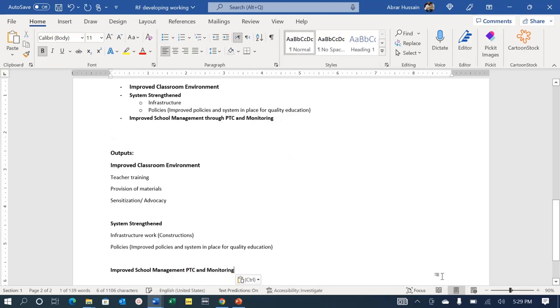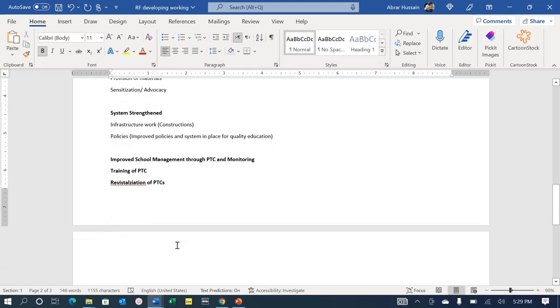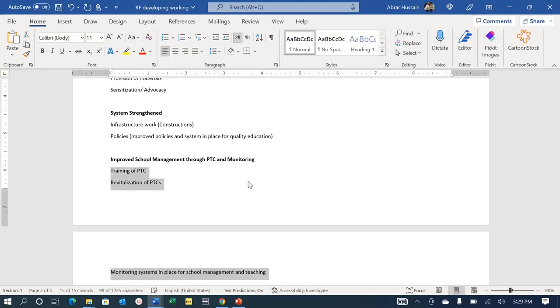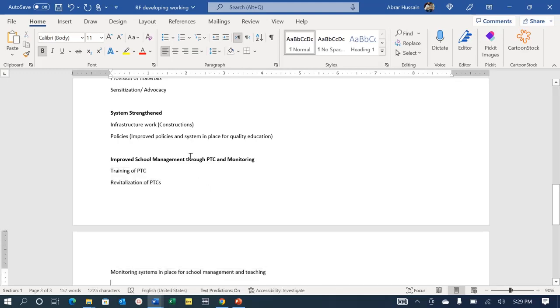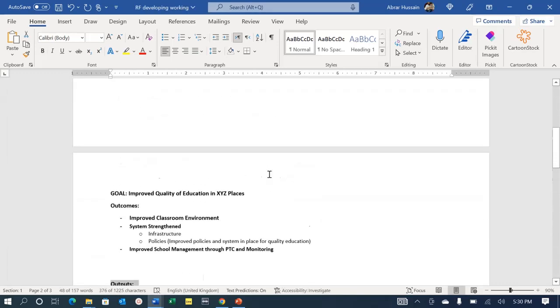So here we can say, for example, training of PTCs, or you can say revitalization of PTCs if those are not properly functioning. You can add here monitoring systems in place for management and teaching, both school management and teaching. So for that you can add such type of outputs. So these would be your output related to the different outcomes. Bring them into their relevant spaces.